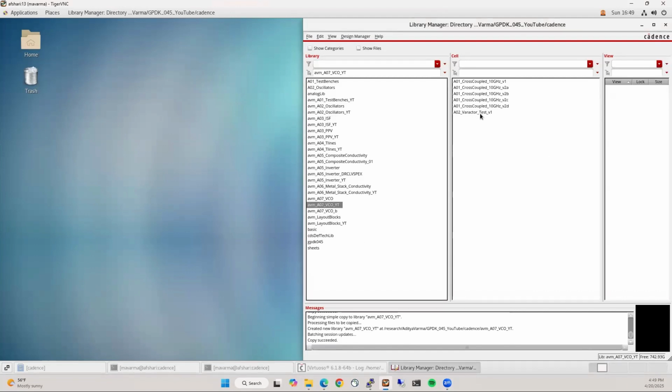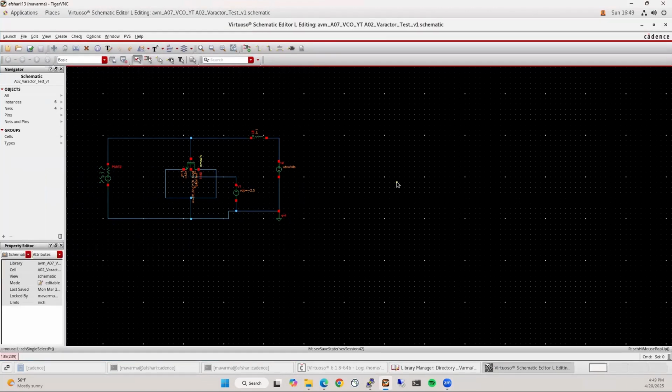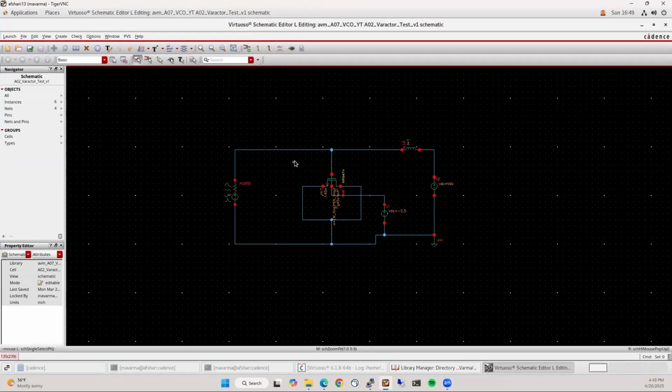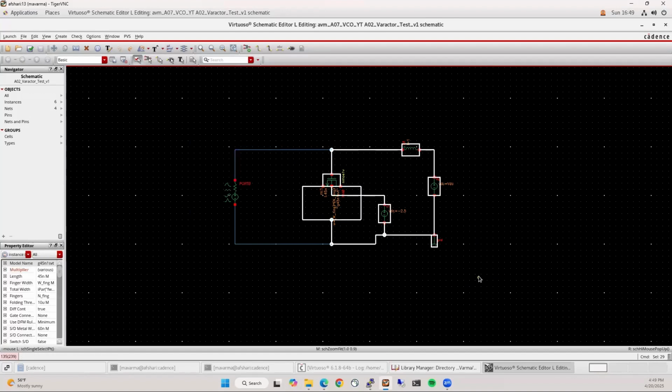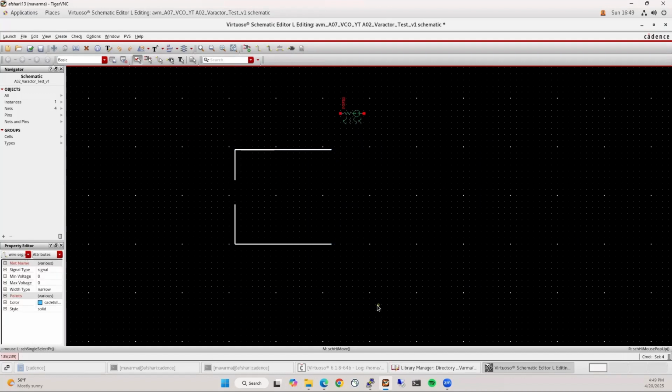Right. So the first thing is we want to make our varactors and then test it. So this is the test bench we used for the earlier varactor video. We'll modify it a little bit so that we can do it for two back-to-back varactors. So let me actually delete this. We'll put our thing there.